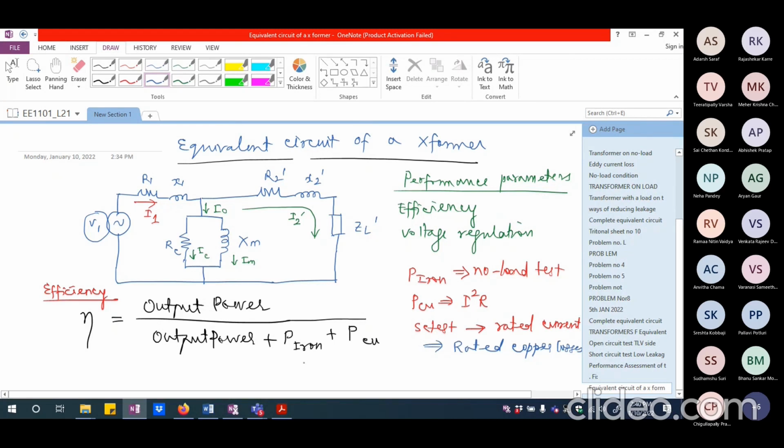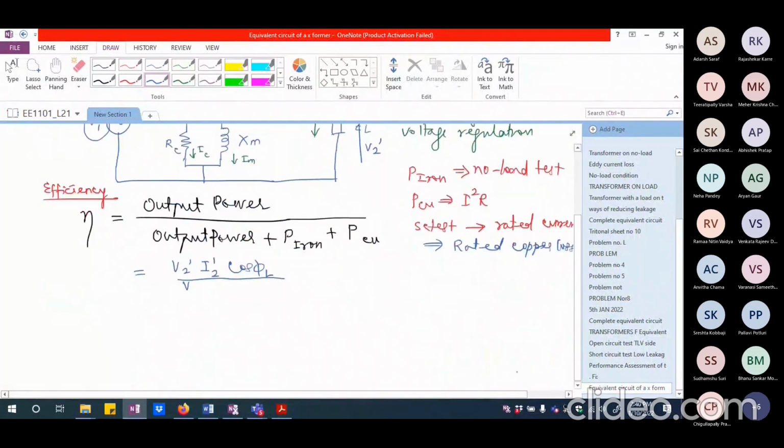So whatever is the output can be calculated from the voltage here, which I may call V2 dash. So I'm going to have V2 dash, I2 dash, cos phi L, depending upon the load power factor. I cannot simply write V2 dash, I2 dash because it's not volt ampere. What I want to see is wattage, so I always have to multiply by the power factor. So I'm going to have V2 dash, I2 dash cos phi L divided by, again, V2 dash, I2 dash cos phi L, which is the output power.